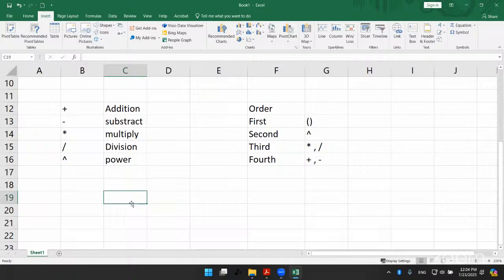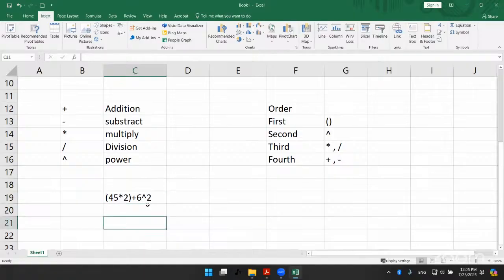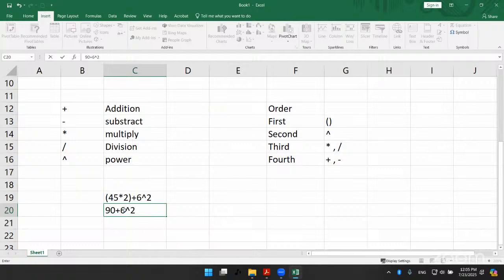So let me just give you an example. If we have a question like this, 45 multiplied by 2 plus 6 to the power 2. We have an expression like this, a formula like this. So when we talk about the answers, first what we need to do? First order is the brackets. That means first we need to remove the brackets. So 45 by 2 means 90. 90 plus 6 to the power 2.